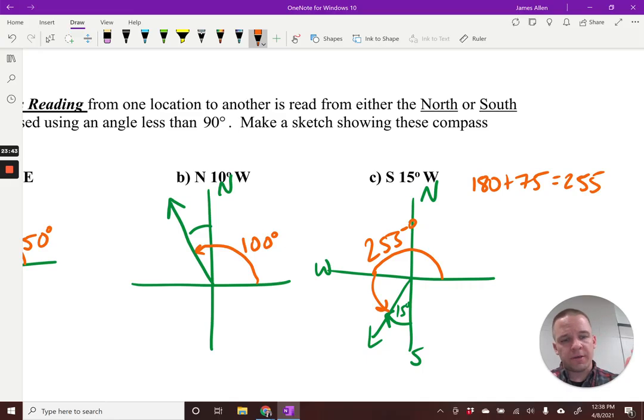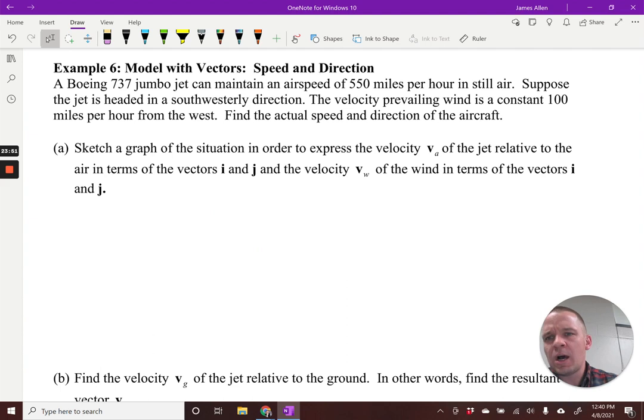Cool. So knowing how to draw those out, what that looks like, is important. Being able to convert it into your trig-friendly numbers, that's important too. Let's keep moving. All righty, so we've got ourselves a nice little example here.